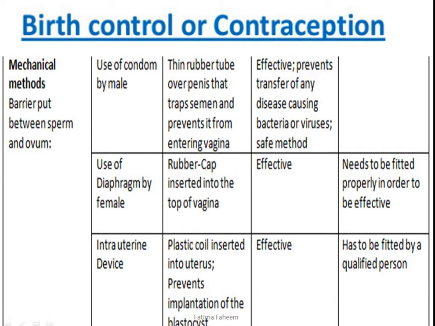Use of the diaphragm happens in the female, where a rubber cap is inserted into the top of the vagina. It is an effective process and needs to be fitted properly in order to be effective. Then we have the intrauterine device, which is sometimes written as IUD. It's a plastic coil which is inserted into the uterus and prevents implantation of the blastocyst, which is the ball of cells formed after the formation of the zygote. This device is quite effective but should be fitted by a qualified person.